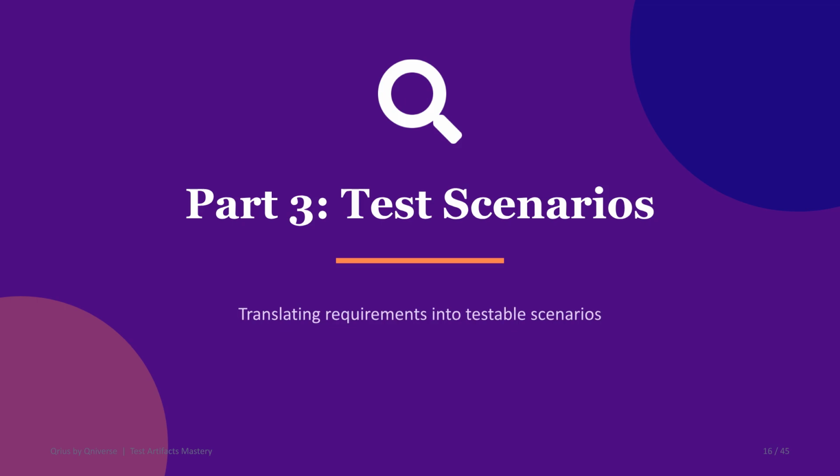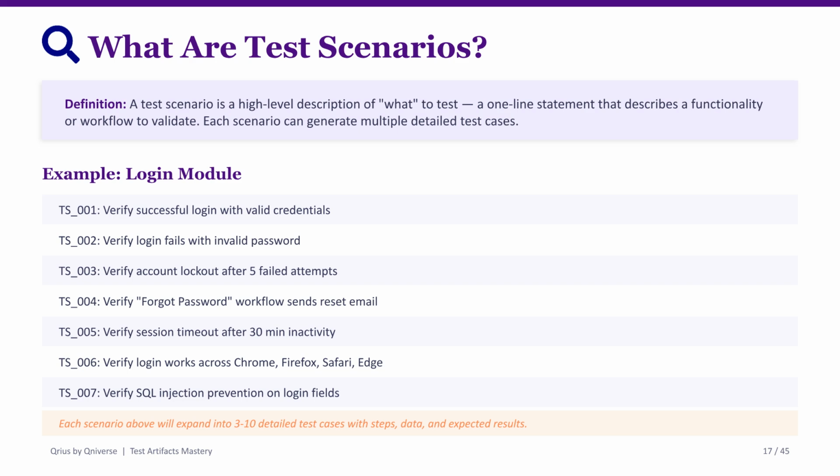This section is about translating high-level requirements into clear, testable scenarios. A test scenario is a high-level, one-line statement describing what functionality to validate. It serves as a foundation, generating multiple detailed test cases. For instance, testing a login module involves scenarios for valid login, invalid passwords, account lockout, and browser compatibility.